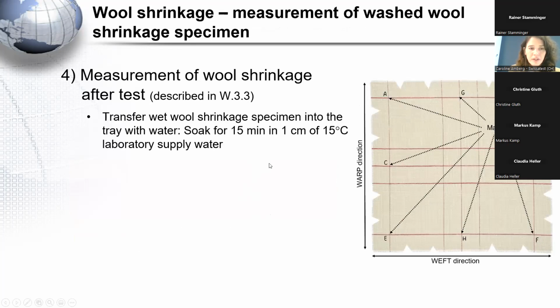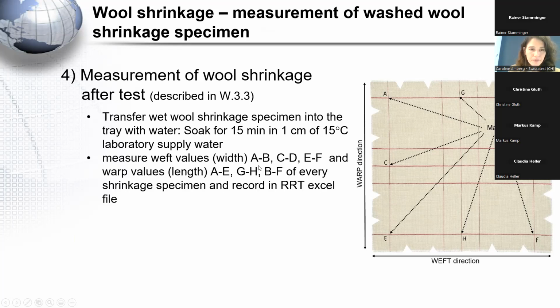Yeah, it's important that you transfer the wet wool shrinkage specimens immediately into the tray with water. Soak it there for 15 minutes in 50-degree laboratory supply water. And then you measure again the dimensions. So the width and the length dimensions.